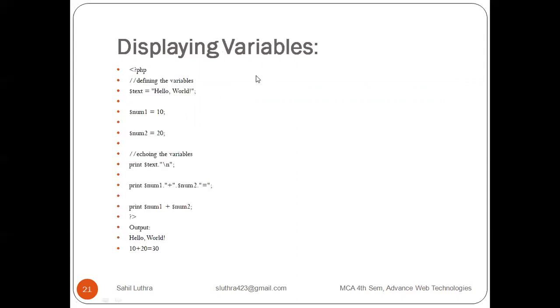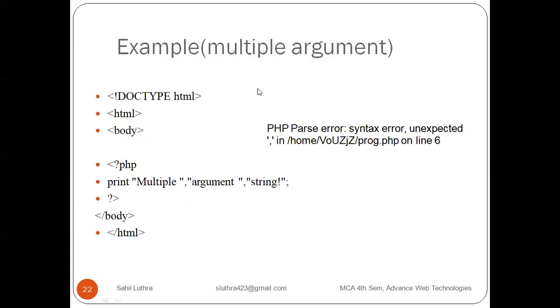After that, the next thing is multiple arguments. This is how you can pass multiple arguments to echo. So first of all, doctype HTML, body. So this is the PHP section where you can pass values. So print multiple argument string, question mark and greater than, body, HTML. So what will it generate? It will give you an error.